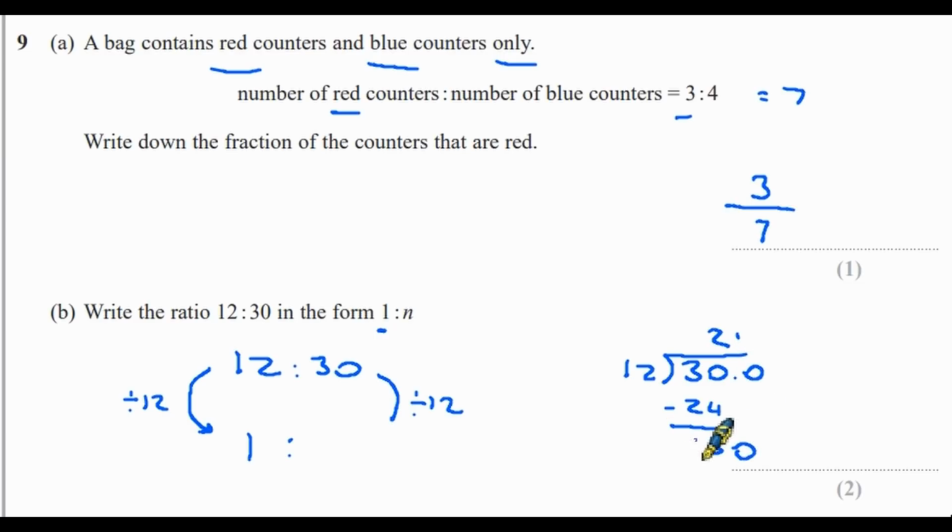Bring it down. How many 12s are there in 60? There are 5 12s, and 5 12s is exactly 60, no remainder, so our answer is 2.5. So as a form 1 to n, 1 to 2.5 is our answer.